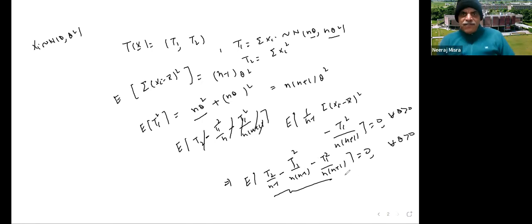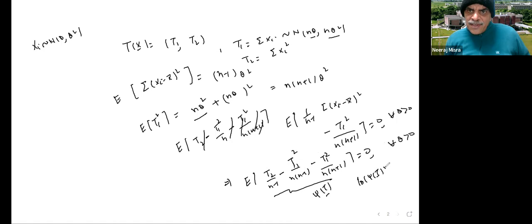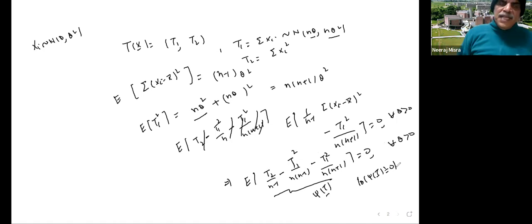So you found a function psi t whose expected value is 0. Psi t is basically a function of t, which is t1, t2. So it is a function of t1 and t2 whose expected value is 0, but the probability that psi t is 0 is not 1. So this is not complete.